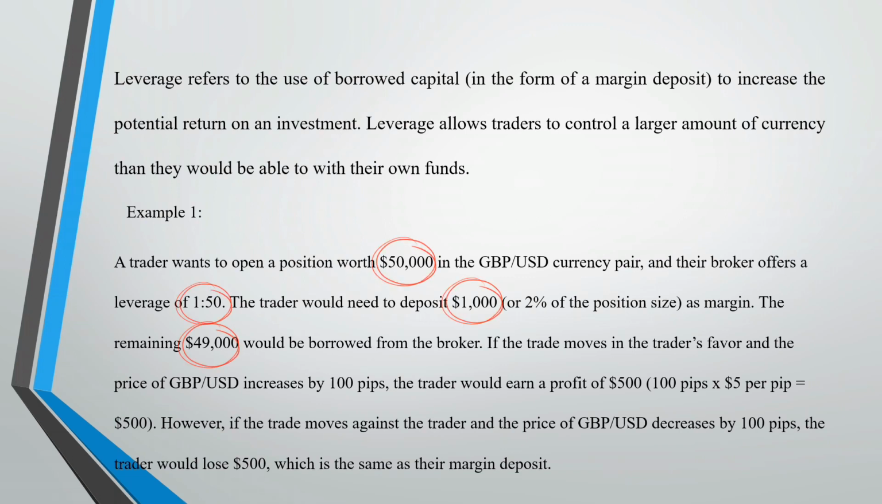If the trade moves in the trader's favor, and the price of GBP-USD increases by 100 pips, the trader would earn a profit of $500. 100 pips times $5 per pip equals $500. However, if the trade moves against the trader and the price of GBP-USD decreases by 100 pips, the trader would lose $500, which is the same as their margin deposit.